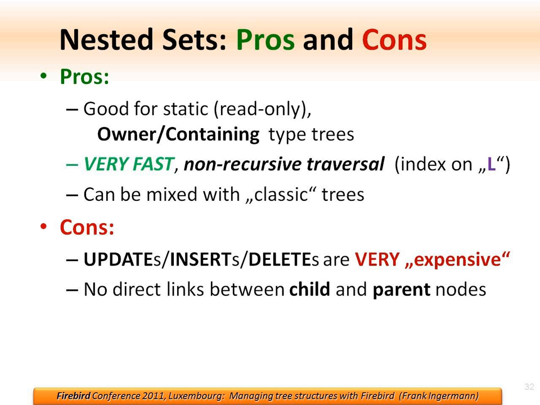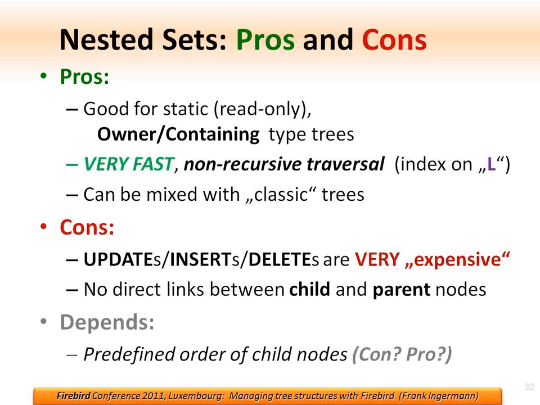One thing that's also a big cost is you have no direct link between parent and child nodes. So if you just have one node with a left value of 5 and a right value of 17, you have no way to tell what the direct parent is. Which is not really important.